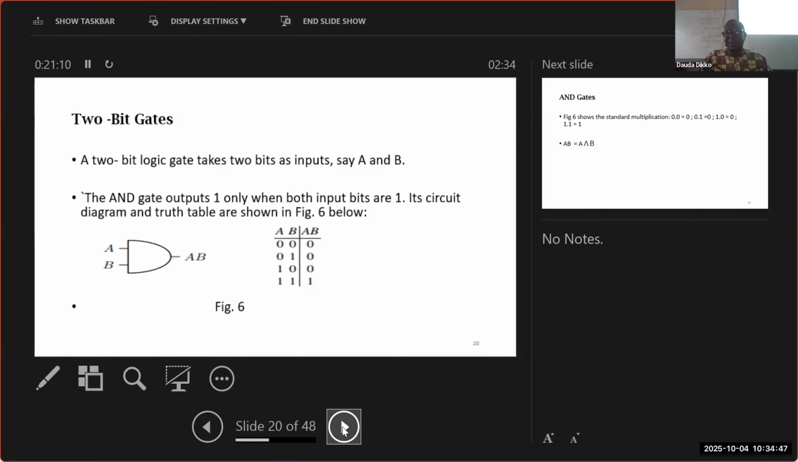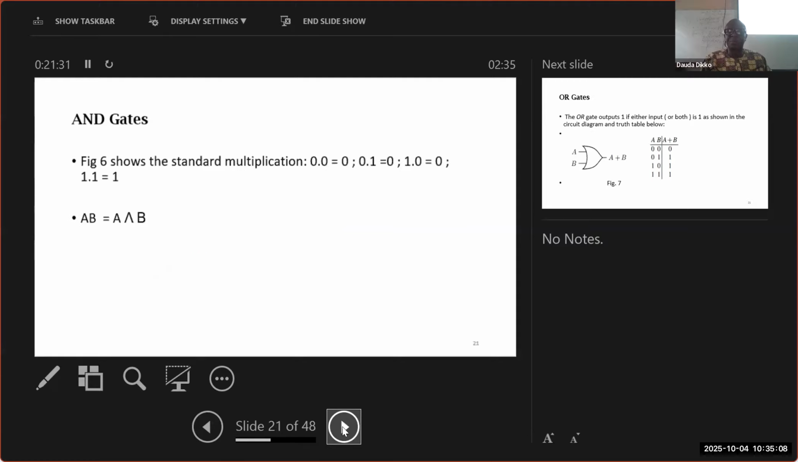So let's look at it in another way. 0 times 0 is 0, isn't it? Yes. Then 0 times 1 is also 0. Then 1 times 0 is 0, and 1 times 1 is 1. So the AND gate is analogous to multiplication. Okay, so the symbol used for the AND gate is shown there.